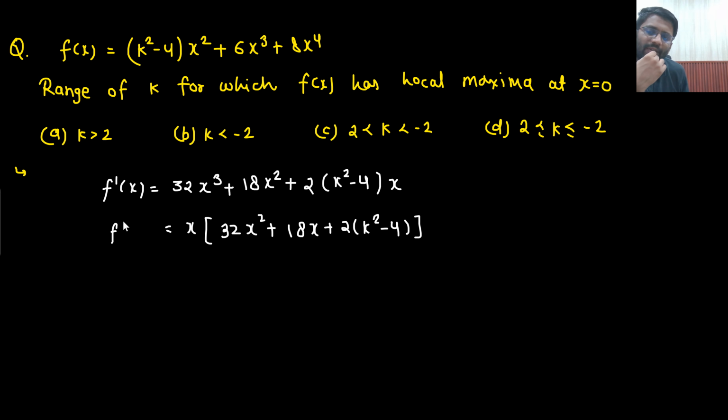Okay. So when will it become 0? When f dash becomes 0, I can get my critical points. So one of the critical points is x equals to 0. Two more points I will get. Why is that so? Because it is a quadratic equation.